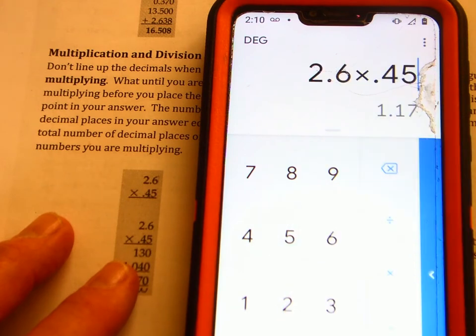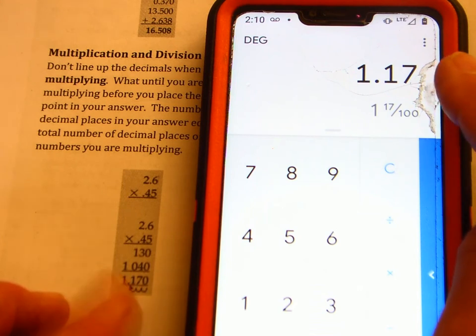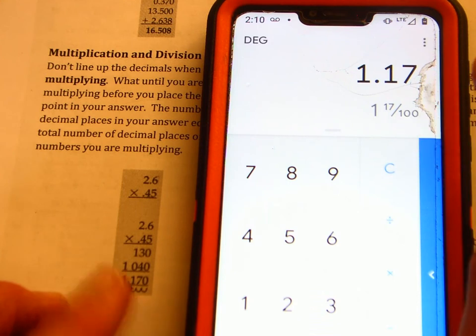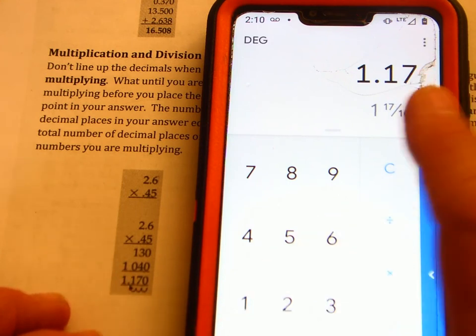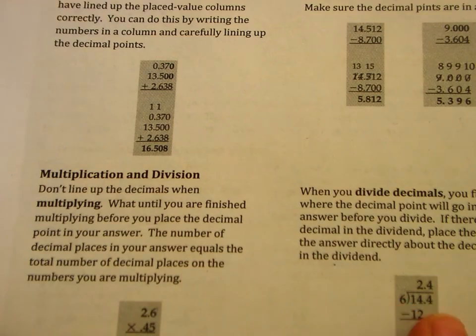0.45 equals 1.17. Now notice they have 1.170. These numbers are equivalent. This says 170 thousandths. This says 1700ths. But they're equivalent numbers. Okay. Anyway, subtracting and dividing and all that stuff, you don't need to know it.